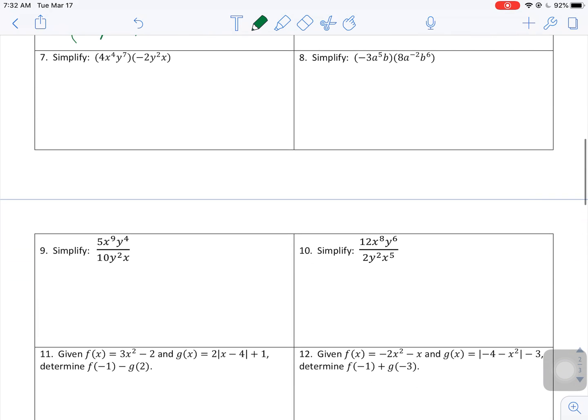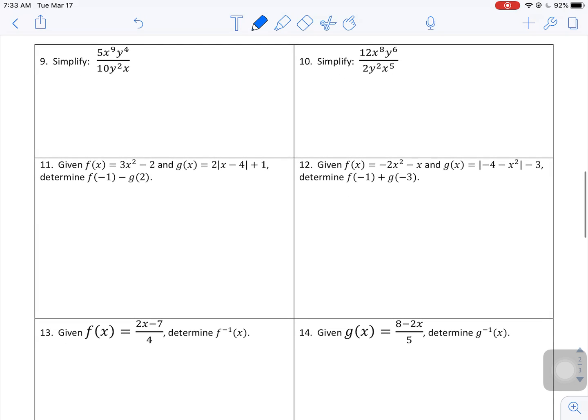For 7, you're multiplying. So the 4 and the -2 just get multiplied like normal. And then, careful, the x's are not in order. So make sure you're only multiplying like bases. And also remember there's an invisible 1 on this x right here. So 4 plus 1 makes that x to the 5th. And then for the y's, you have a y to the 7th times a y squared. 7 plus 2 is 9. I would pause the video and try number 8.